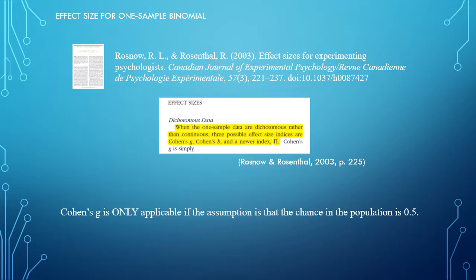There is a small but big warning for Cohen's G because it's only applicable if your assumption is that in the population the percentages are 50-50 or the chance is 0.5, which was the case in my example. If you're interested in a video on Cohen's H, let me know in the comments below and I might actually make one, but this video focuses on Cohen's G.